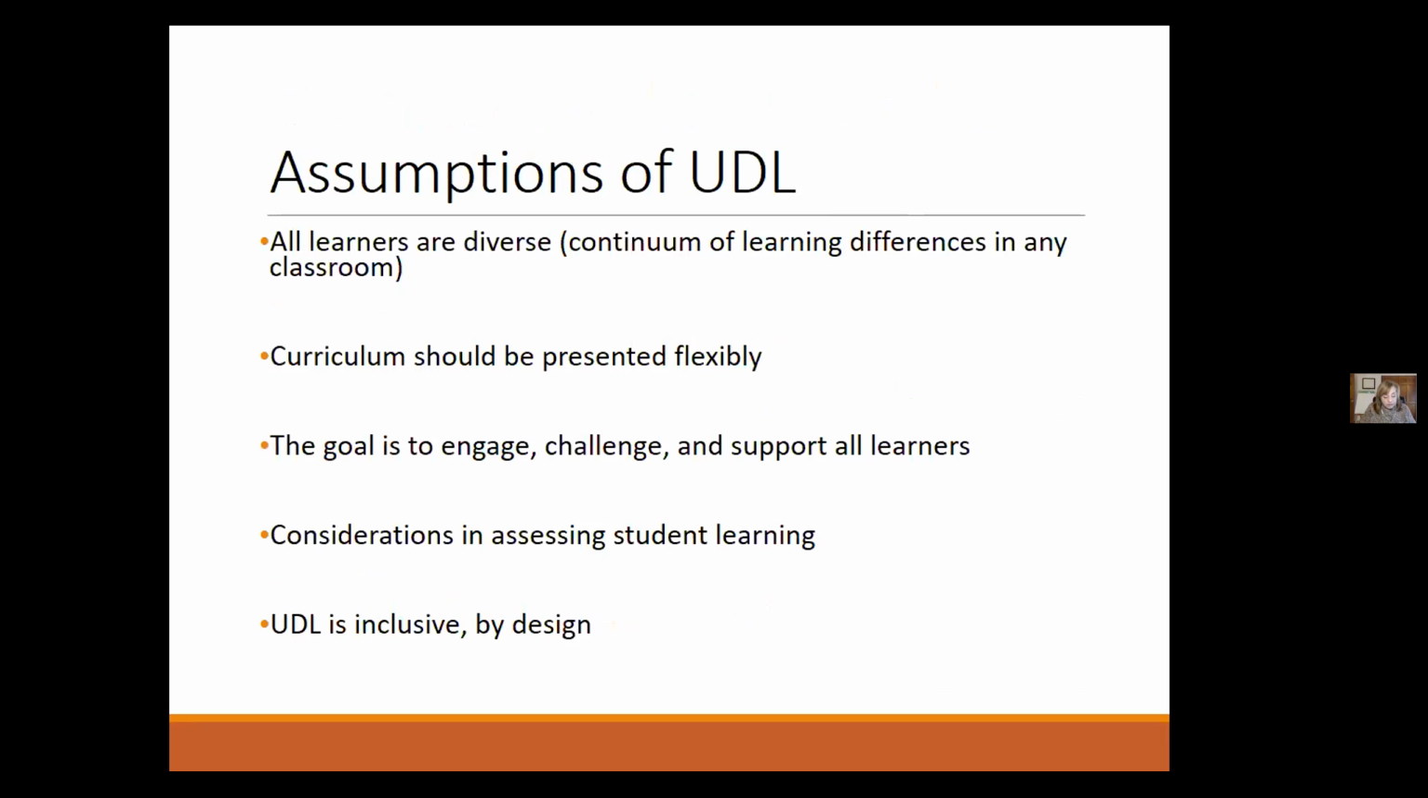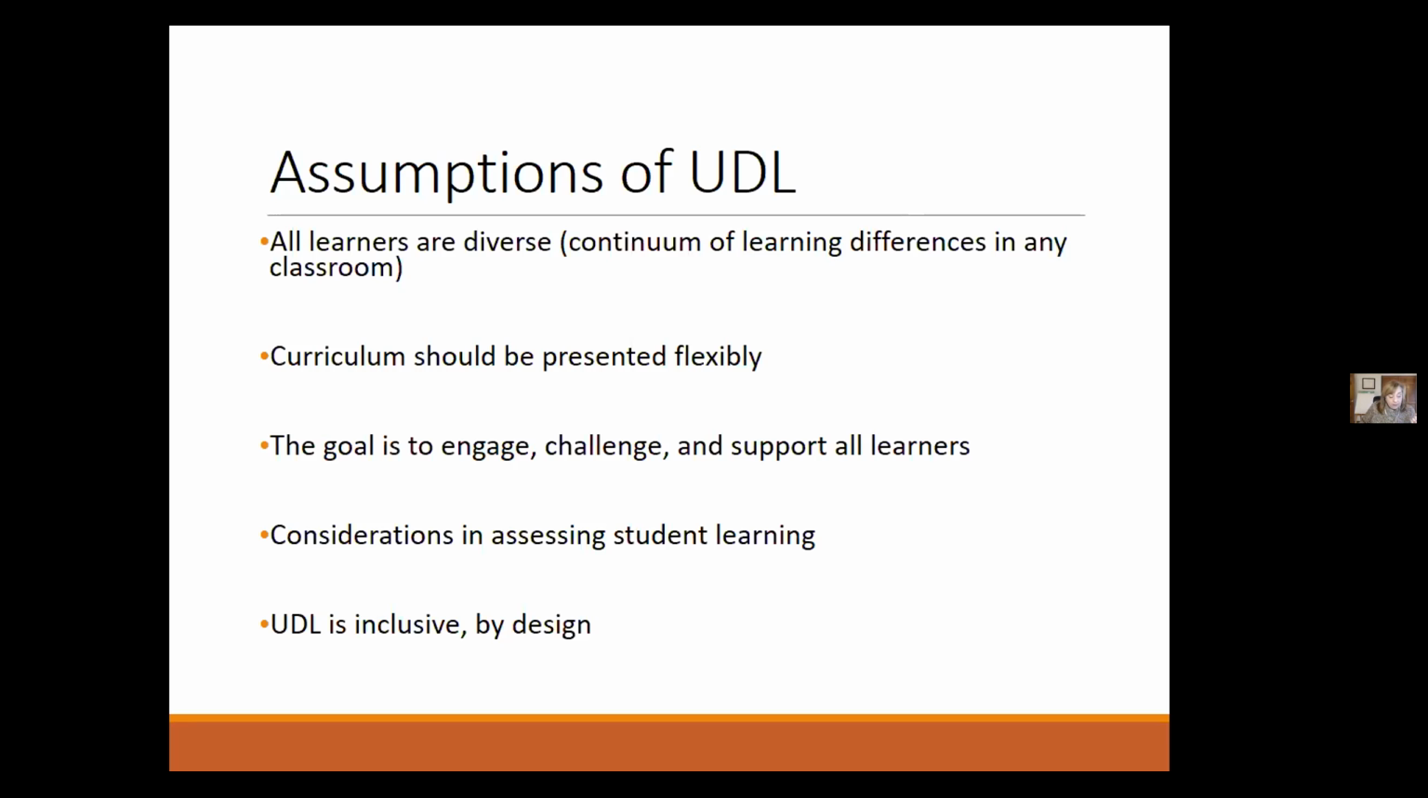Some of the assumptions of UDL is that we have a range of learners in our class. Whether you have students who have self-identified as having a disability or not, there are a range of learners in our classes and learner differences. Another assumption of UDL is that curriculum should be presented flexibly. So we have the content, but we want to provide alternative ways that students can think about that content. The goal is really to engage and support all of the learners in our class.